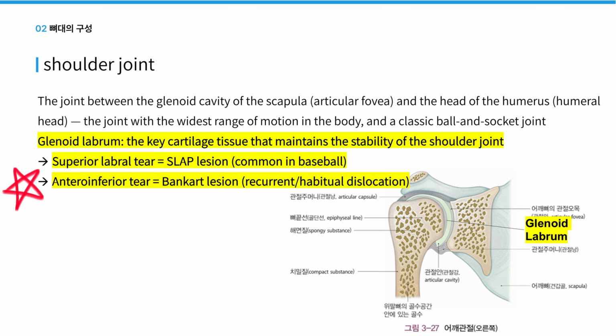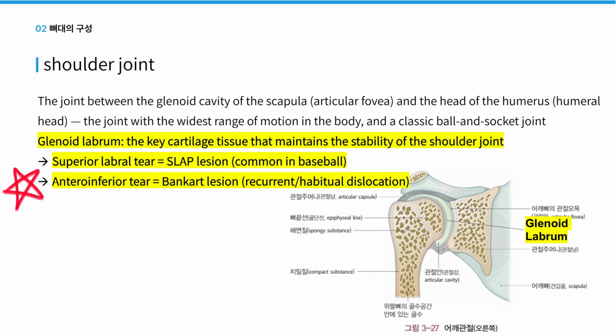And this is why the labrum matters clinically. When the superior part of the labrum tears, we call it a SLAP lesion. This is common in athletes who repeatedly throw overhead. Baseball pitchers are the classic example. And when the anteroinferior part tears, we call it a Bankart lesion. This is the tear you see with recurrent or habitual shoulder dislocation. Once the shoulder pops out and the labrum is torn, it dislocates again and again more and more easily. So remember these two. Superior tear equals SLAP, anteroinferior tear equals Bankart.